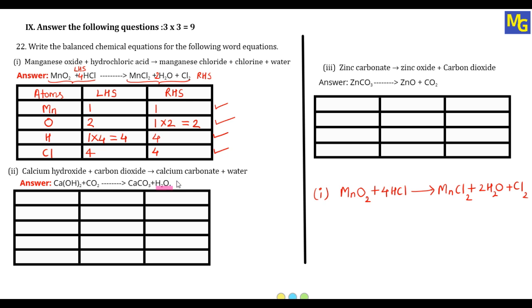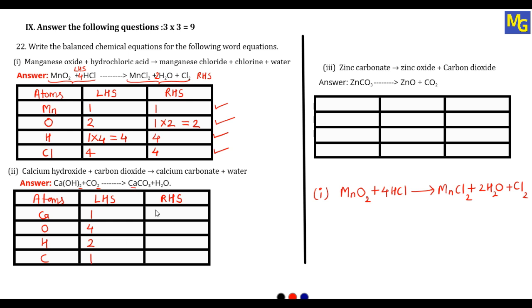So same like earlier, write down first number of atoms on left hand side and right hand side. So I'll write it here, atoms, then this is LHS, this is RHS. So what are the atoms we have? We have calcium, oxygen, hydrogen and carbon. So write down on LHS we have only one calcium. Oxygens we have total 4. So these are 2 and here we have again 2. So total 4 oxygen. Hydrogen we have 2. Carbon we have 1. Now go to RHS.